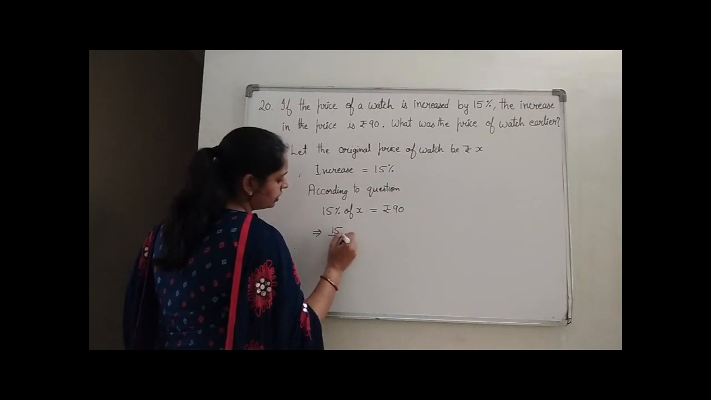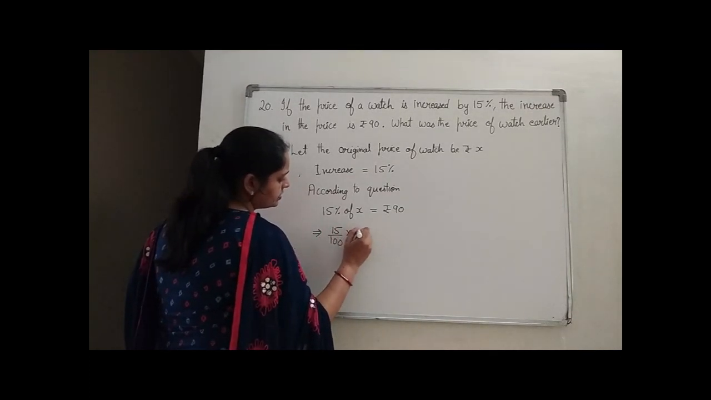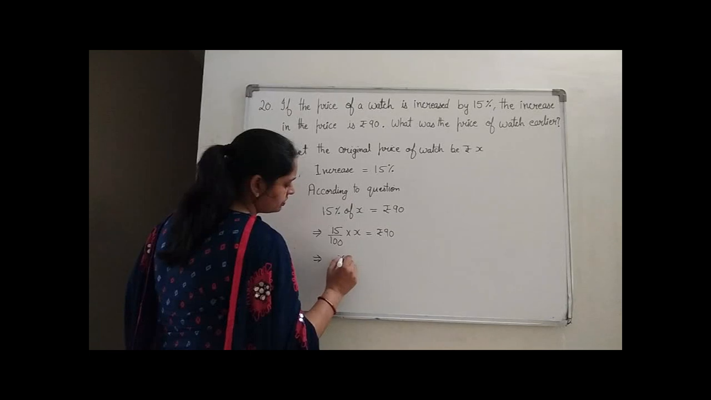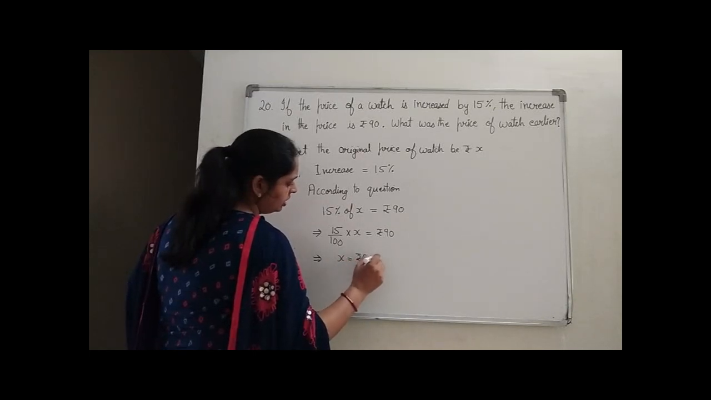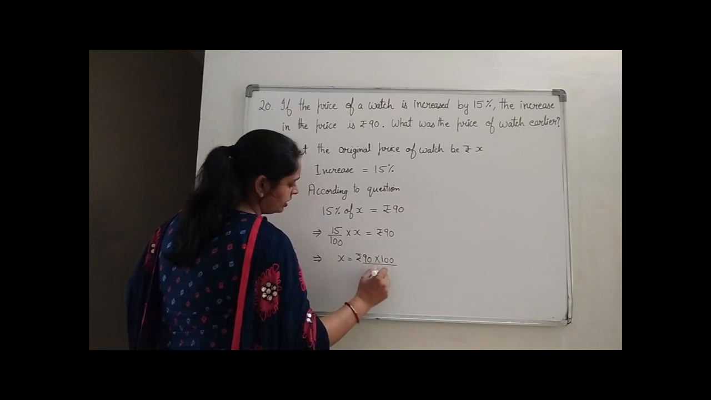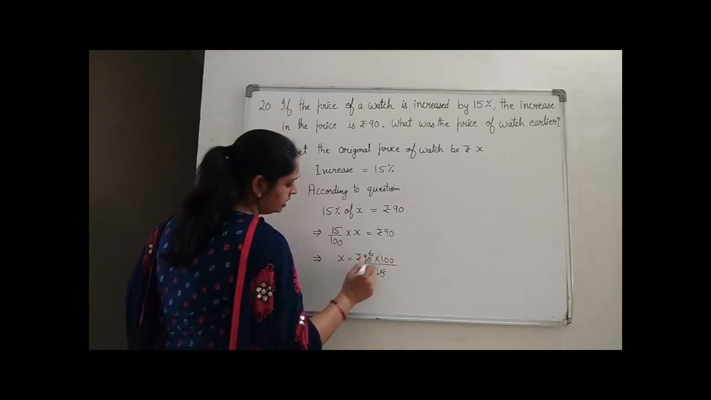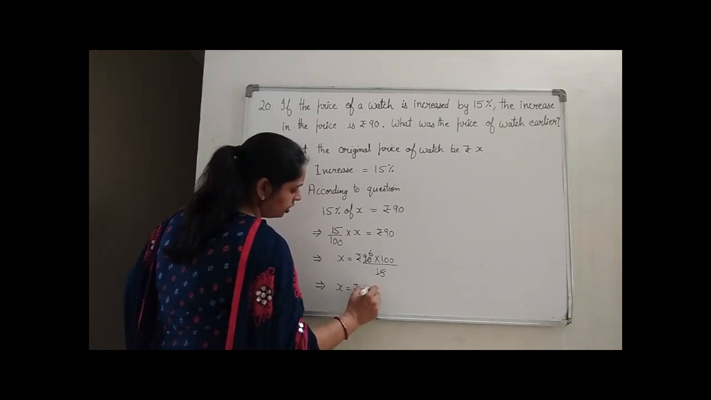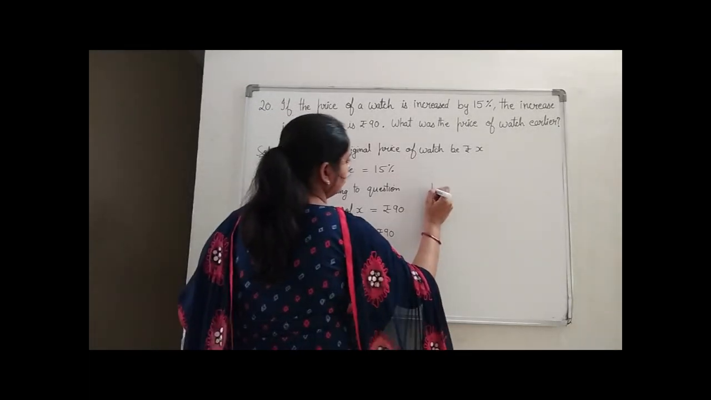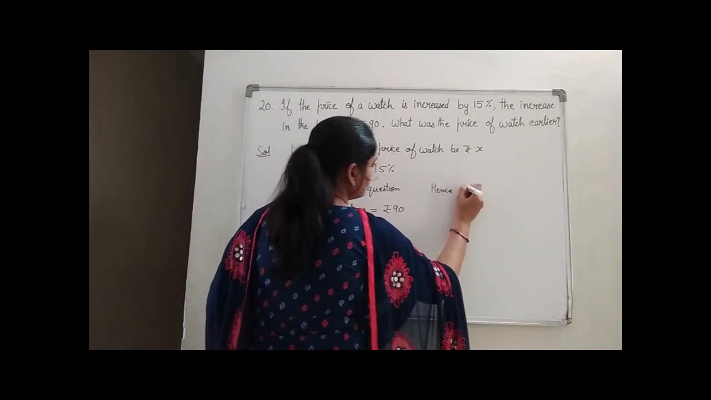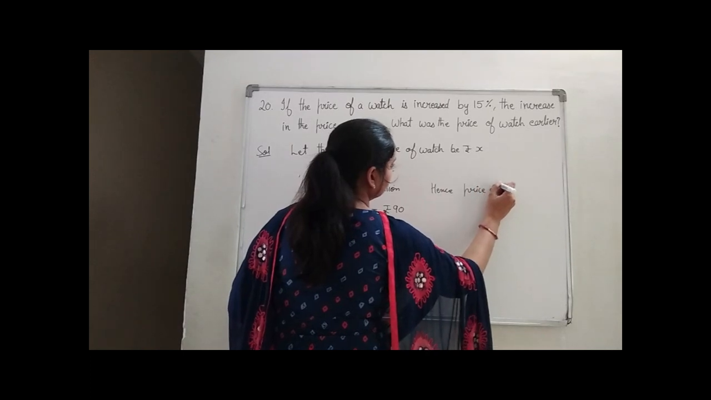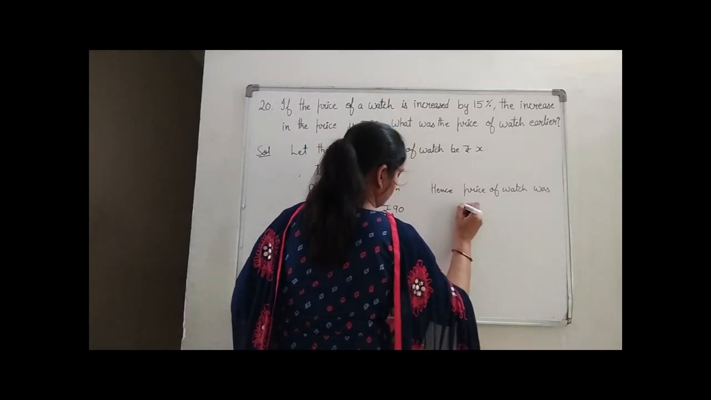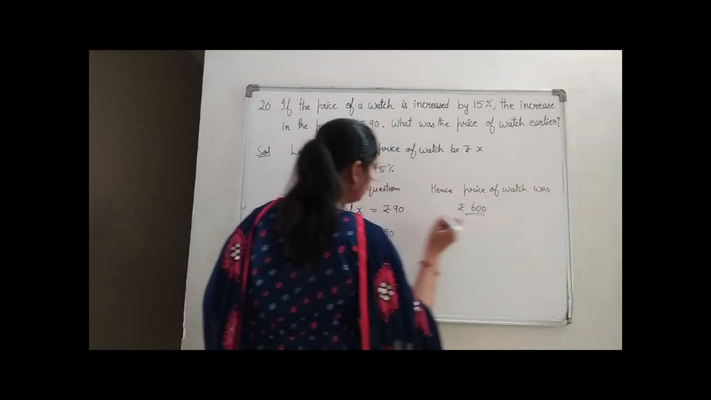So 15% means 15 by 100 of x is equal to rupees 90, which implies x will be equal to rupees 90 multiplied by 100 and divided by 15. 15 6s is 90. So we got from here x is equal to rupees 6 into 100, how much? 600. Hence, price of watch was rupees 600. Okay.